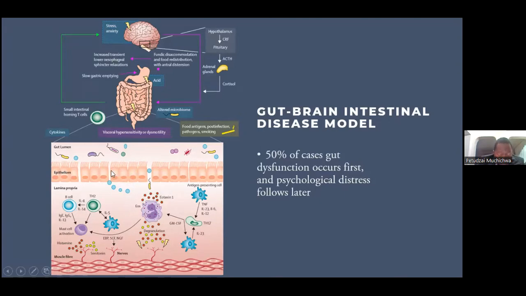And also, it depends on the site and the extent of this intestinal immune activation, which can then determine the phenotype of the presentation. For example, proximal intestinal involvement might give rise to the diagnosis of functional heartburn or functional dyspepsia, and more distal involvement will manifest in irritable bowel syndrome, functional constipation, as well as functional diarrhea.